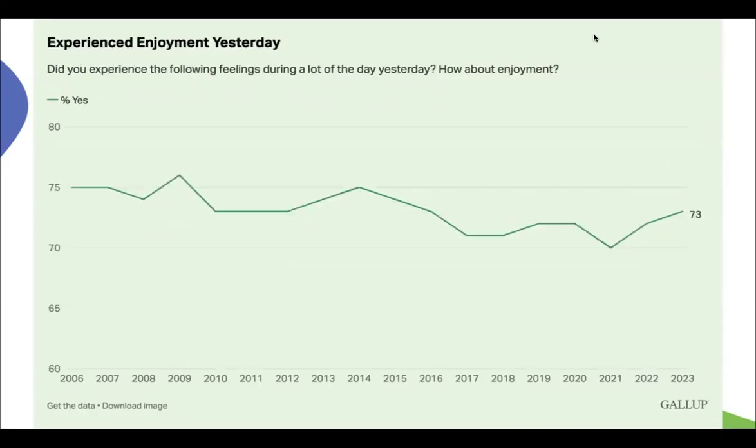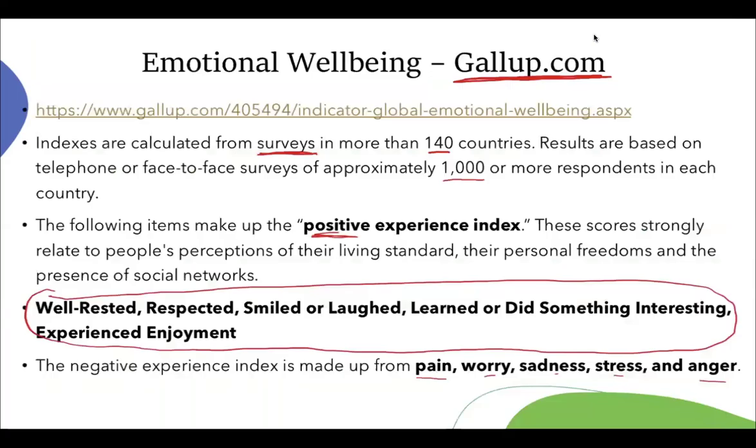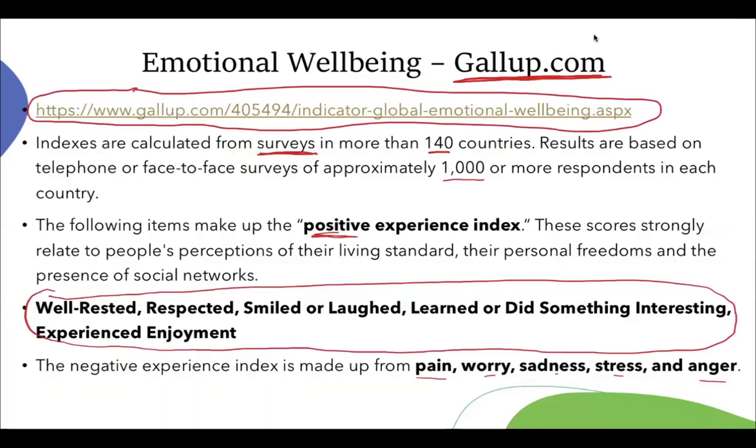there's one more. There's, did you experience enjoyment yesterday? And this seems to decrease over time from 75 to 73, with the dip occurring in 2021. So this is some interesting data to look at. And if you want to go and read more about how they do this survey, you can look at this website.